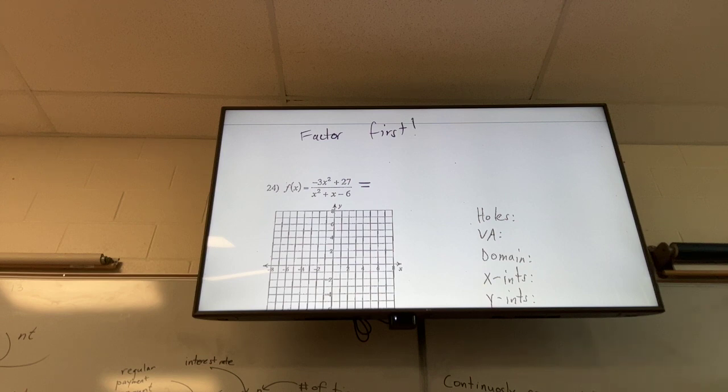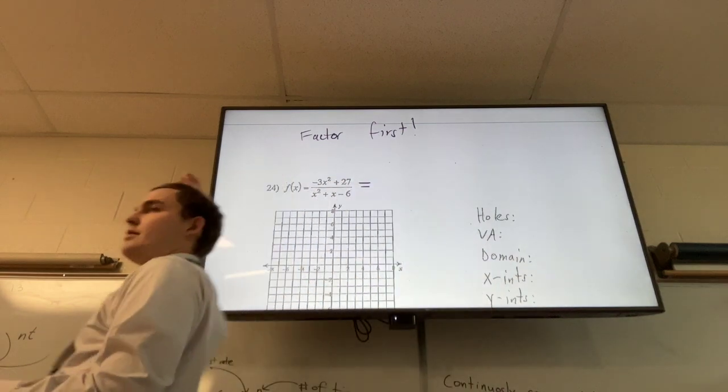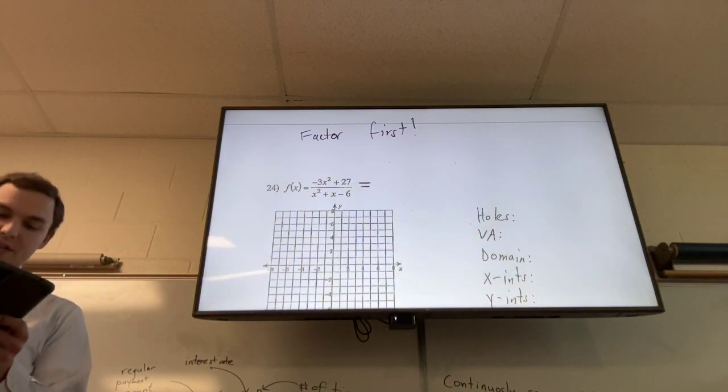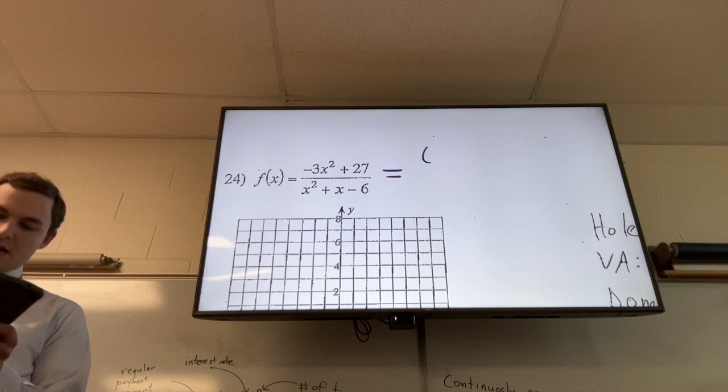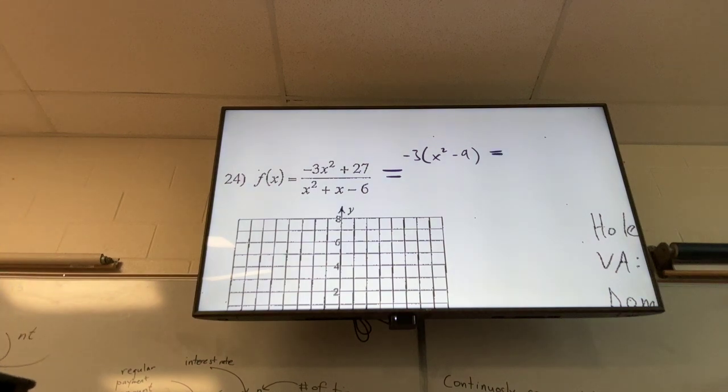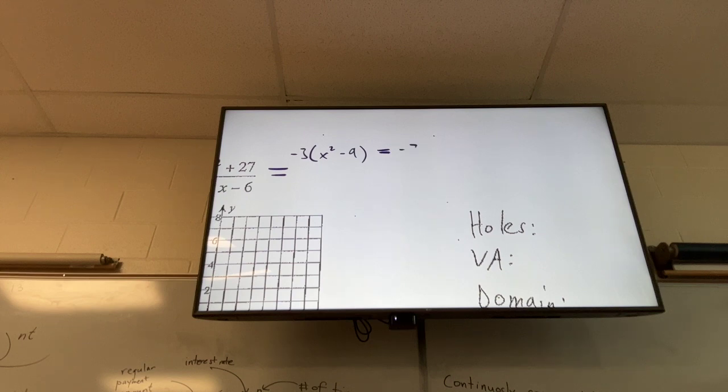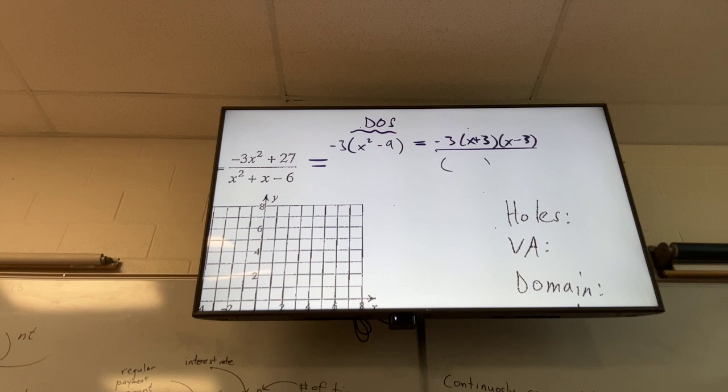Okay? What can I do with the top? Yeah, I can pull out a GCF of negative 3. So that's going to give me negative 3 times x squared minus 9. Good. All right, and then what does that factor to? Yeah, good job. So I have a difference of squares right here. So x plus 3, x minus 3. All right. What does the bottom factor to? Let's build our little trinomial shell. My signs are plus and minus.